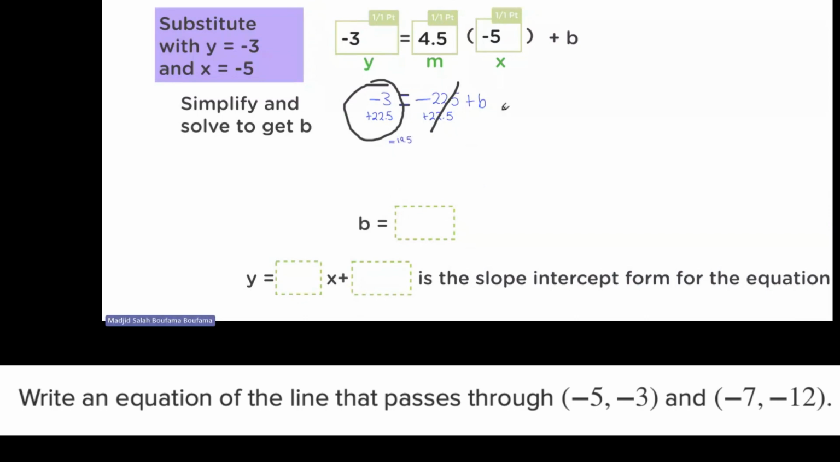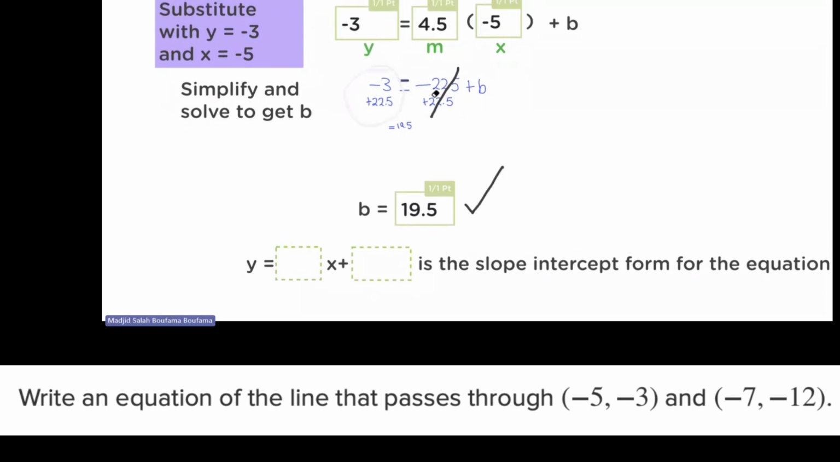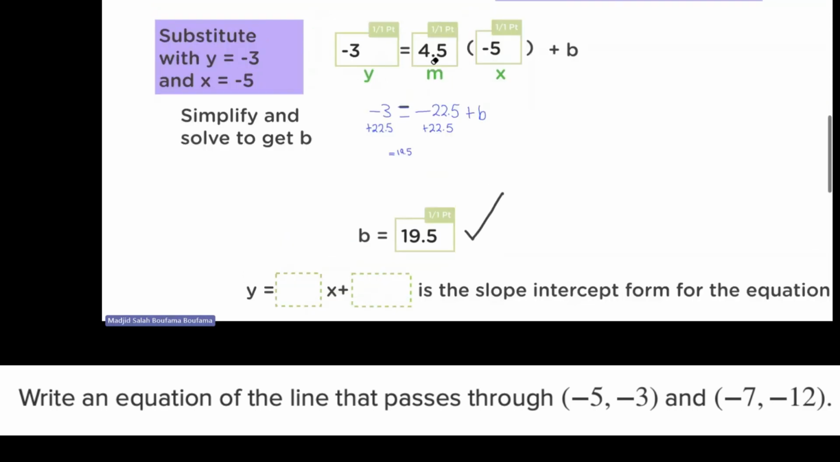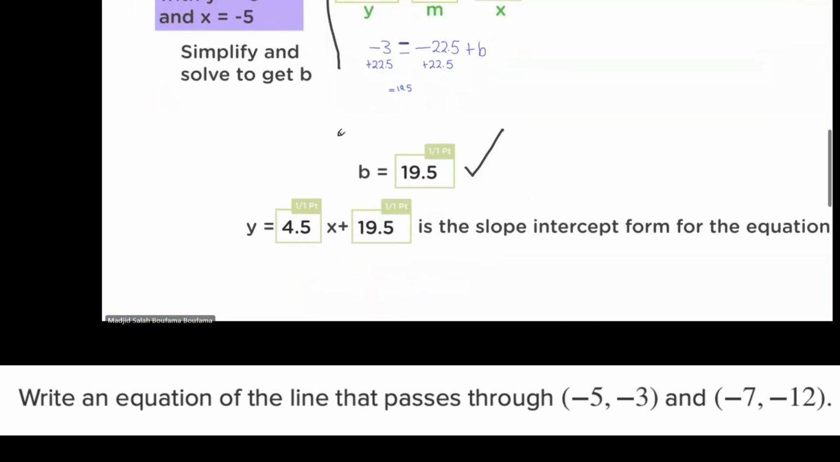19.5. That is your B. Okay. Yes, can you see? You got it correct. Now, the only thing we have to do is to write the equation. Can you remember? We are looking for B. We need to write this equation again down there.